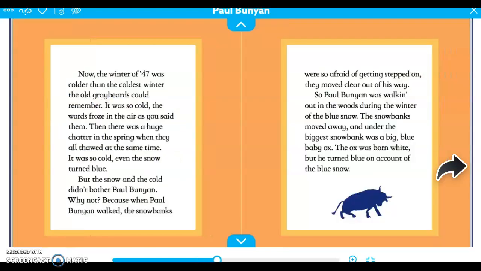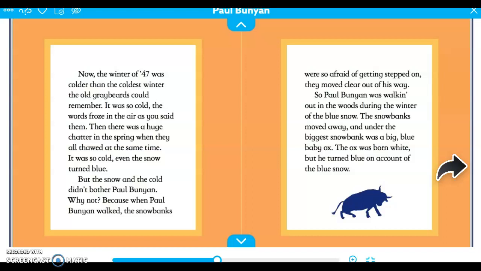Now the winter of 47 was colder than the coldest winter the old gray beards could remember. It was so cold the words froze in the air as you said them. Then there was a huge chatter in the spring when they all thawed at the same time. It was so cold, even the snow turned blue. But the snow and the cold didn't bother Paul Bunyan. Why not? Because when Paul Bunyan walked, the snowbanks were so afraid of getting stepped on, they moved clear out of his way.